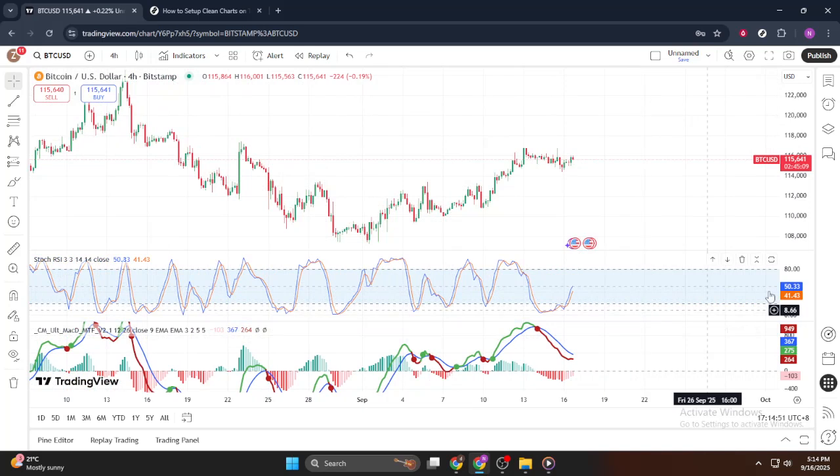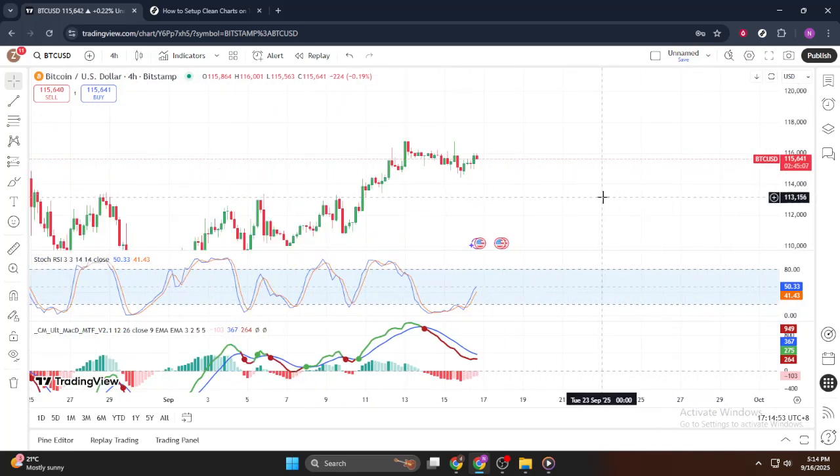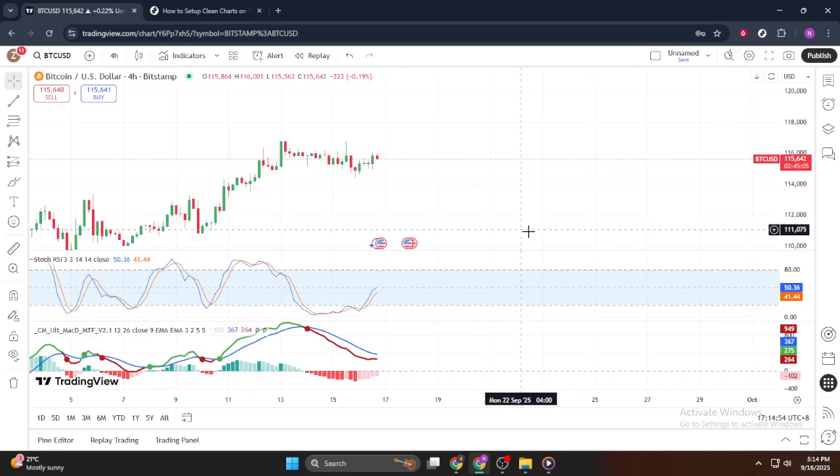Remember, the key to successful trading is clarity, and a well-organized chart is a huge step toward that objective. As you become more comfortable, feel free to further tweak the charts as your preferences evolve.